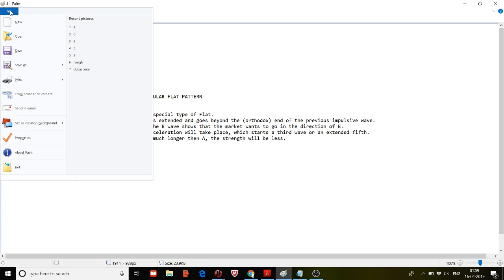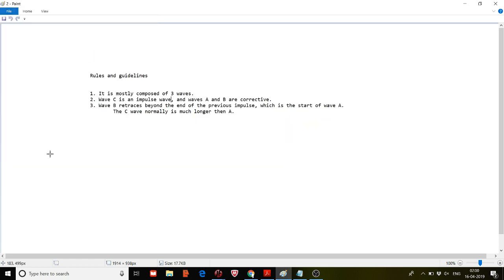Some easy rules for you, so that you can easily identify it. Wave C is the impulse wave, and waves A and B are the corrective waves. Why is wave C the impulse wave? It will be much longer than waves A and B, and it will show sharp momentum in the direction. So that's why it is called the impulse wave.